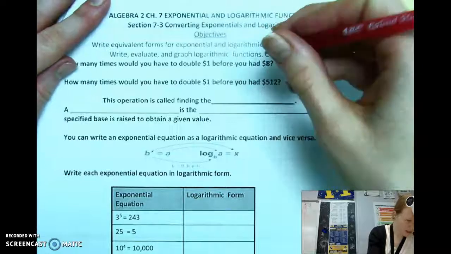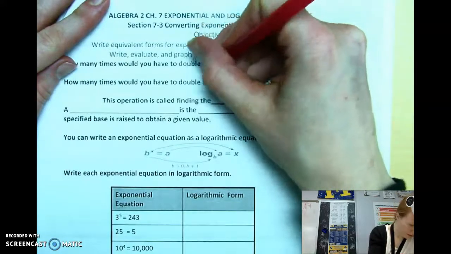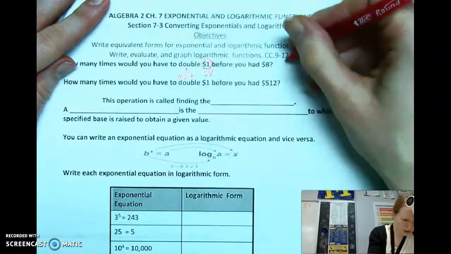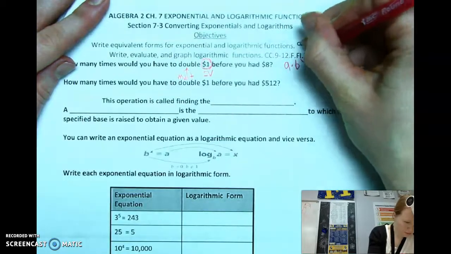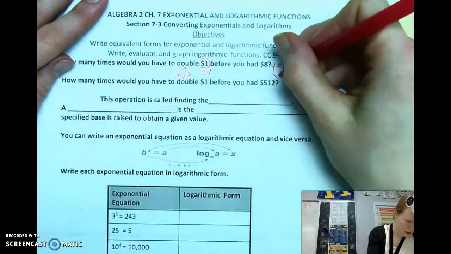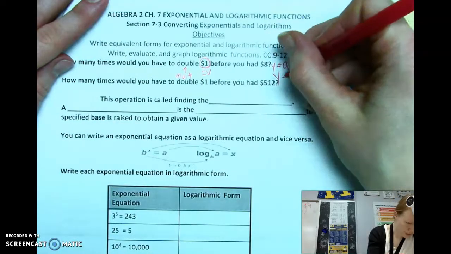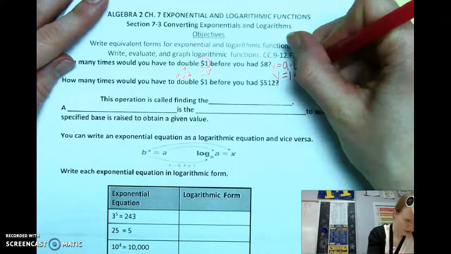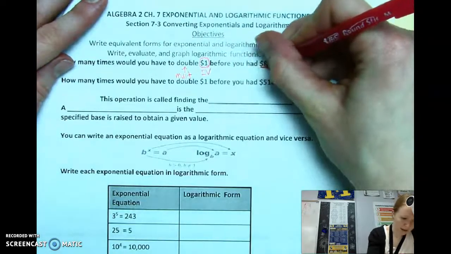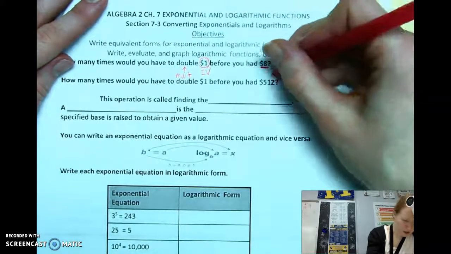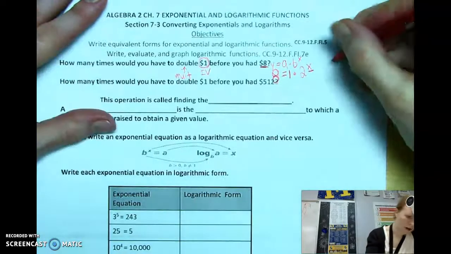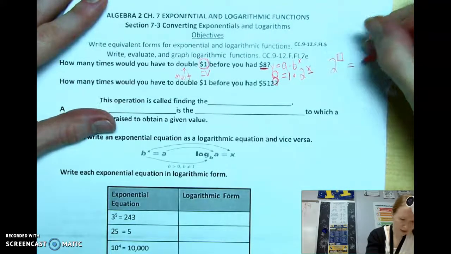So 1 is your initial value, and doubling is your multiplier. We talked about this the other day, y equals a times b to the x. If we were to fill this out, we know our initial value is 1, our multiplier is 2, and we have our final amount, 8. So what does x have to be in order to get to 8? Well, that's saying 2 to what power gives me 8?